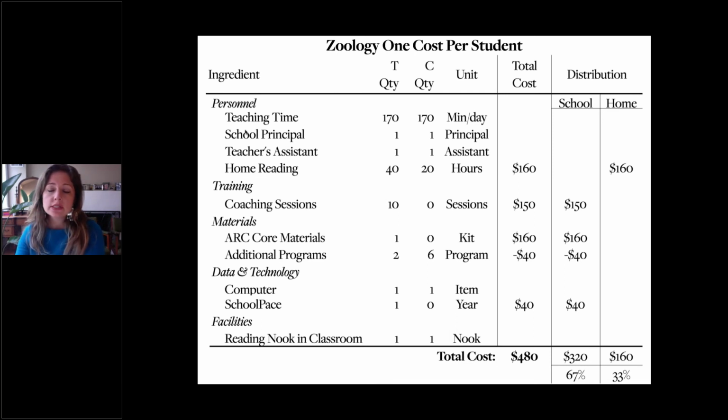On the distribution side, you'll see the costs that are borne by the school, and you'll see costs that are borne by the home. Now, interestingly, under materials, and you'll see this in the total cost in the school column, we found some cost savings.